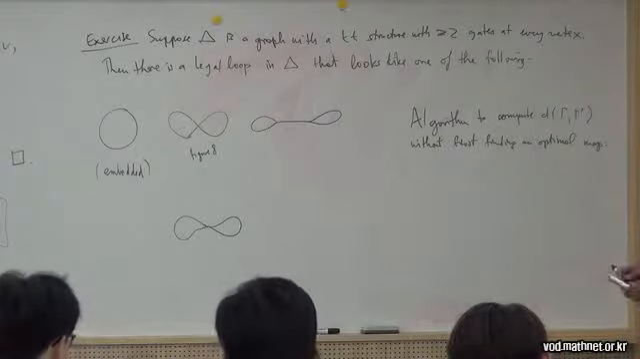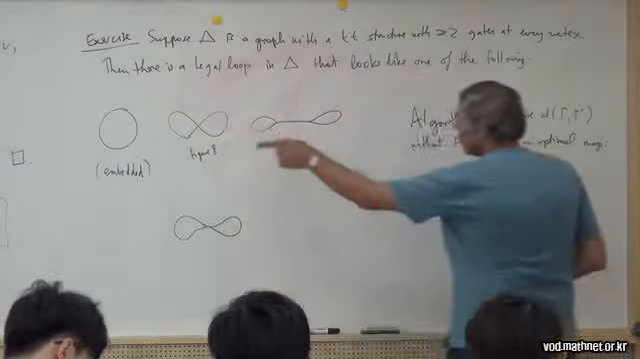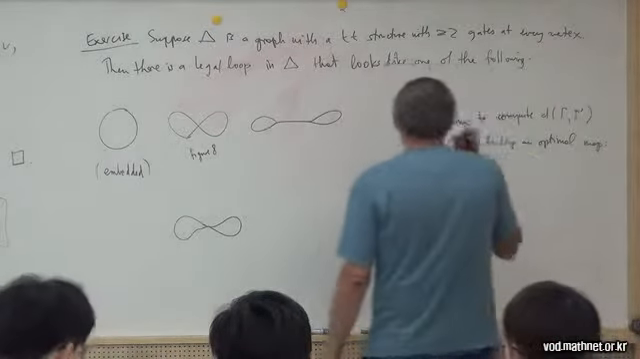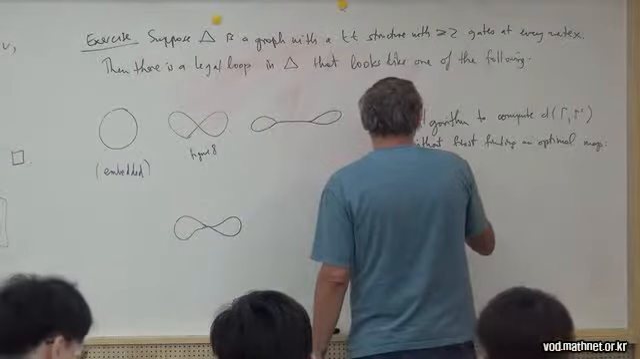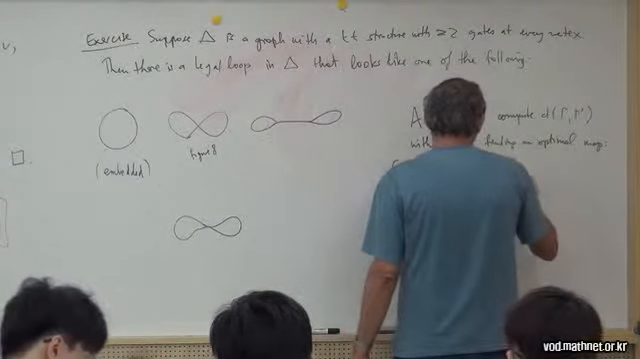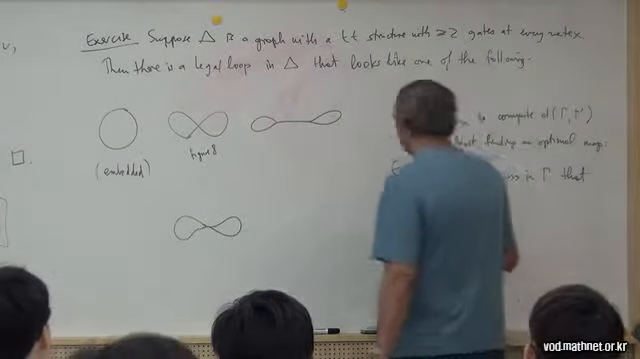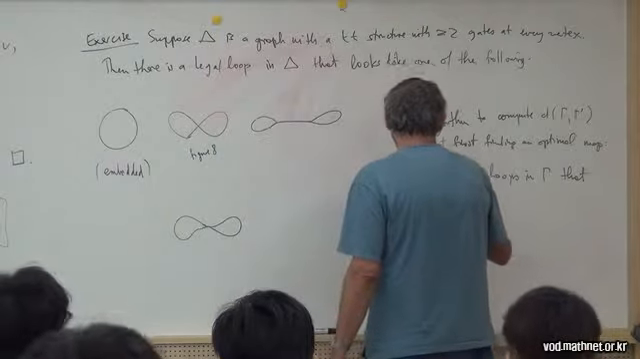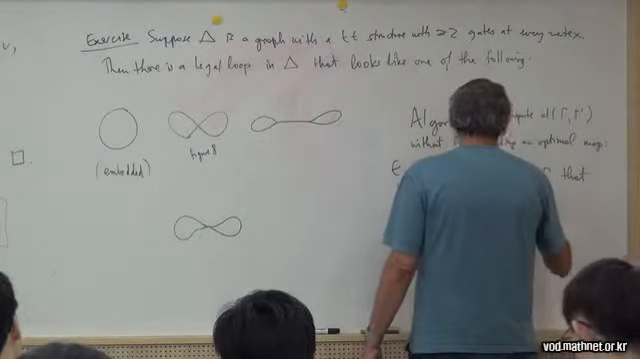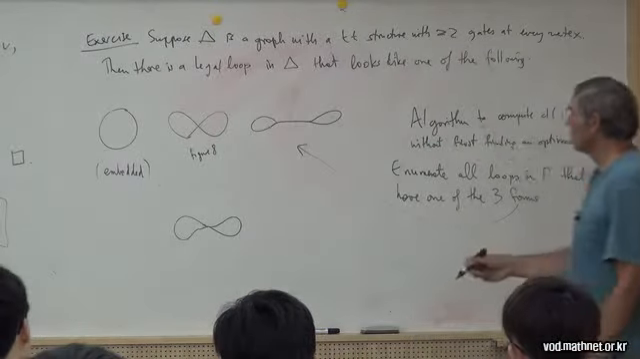Okay, so you see the algorithm. You enumerate all loops in gamma that look like one of these three, and there are finitely many. You can certainly then do this. So we enumerate all loops in gamma that have one of the three forms over here, right? Either embedded or figure 8 or a dumbbell.